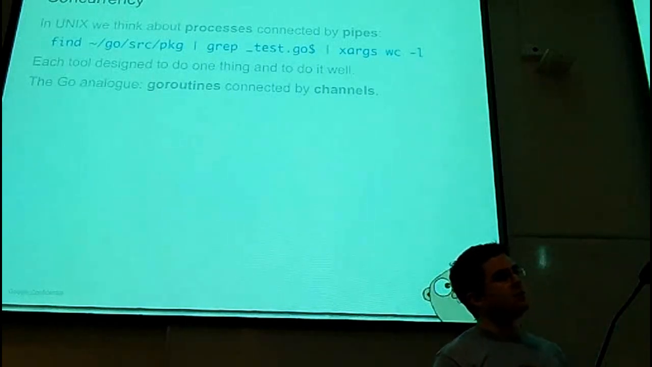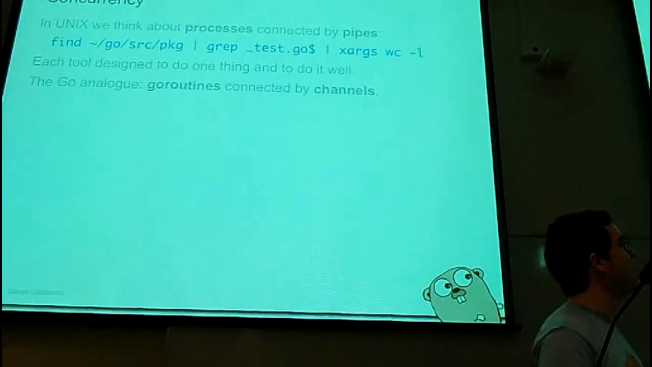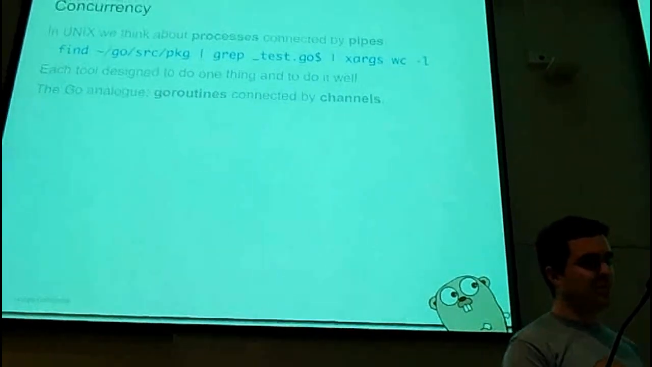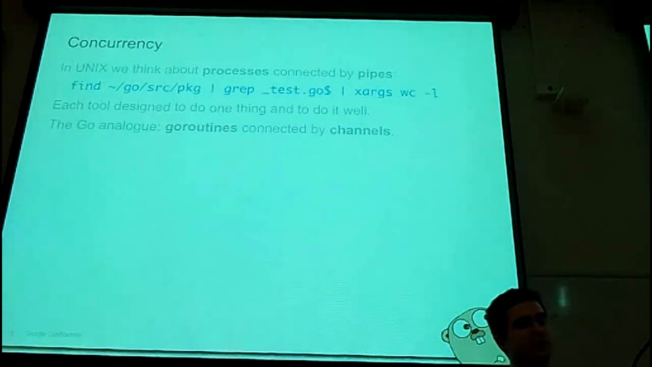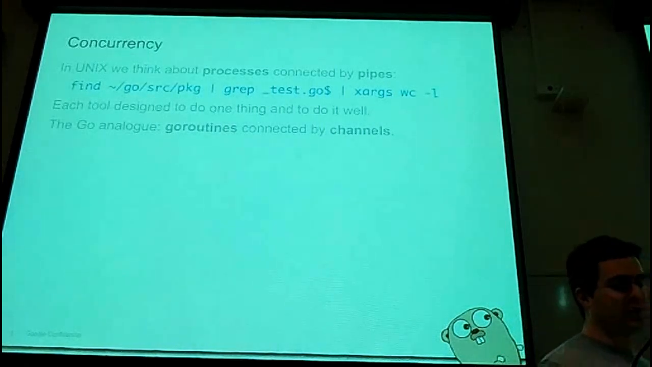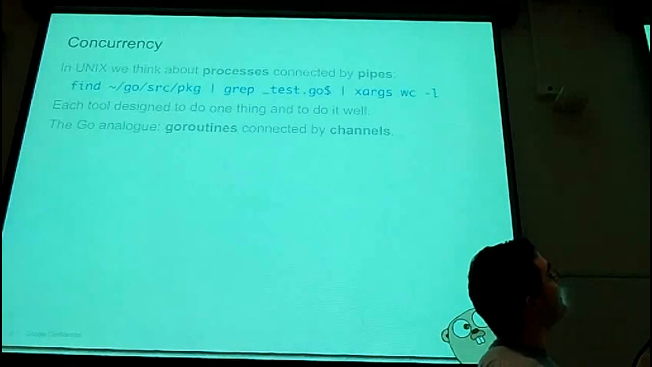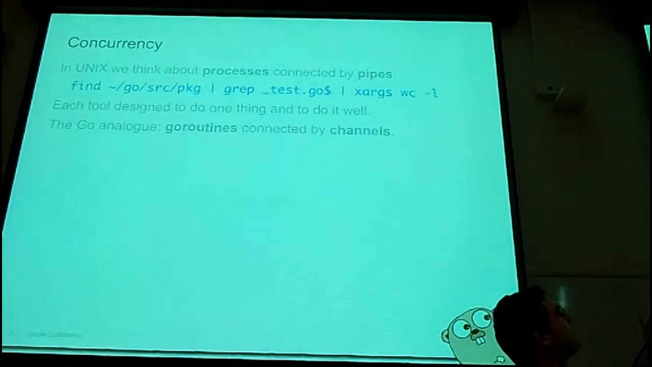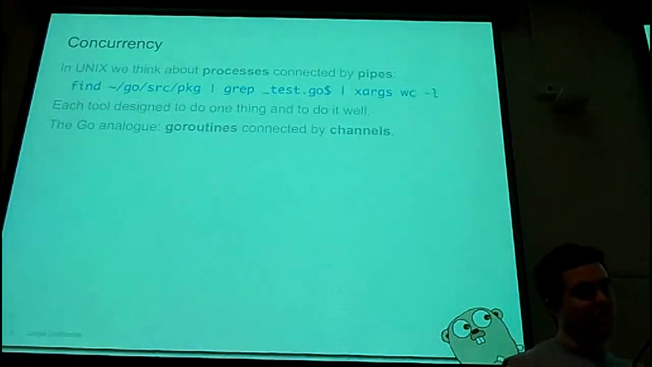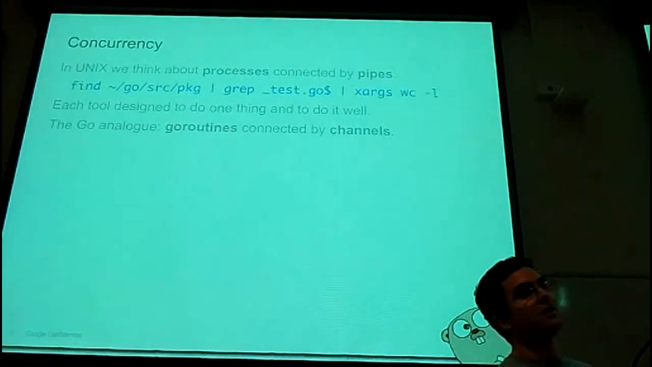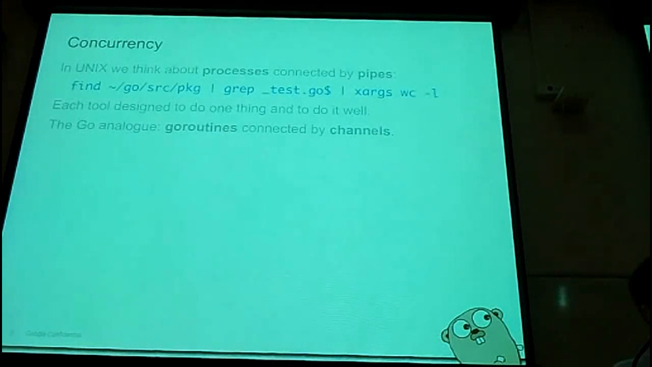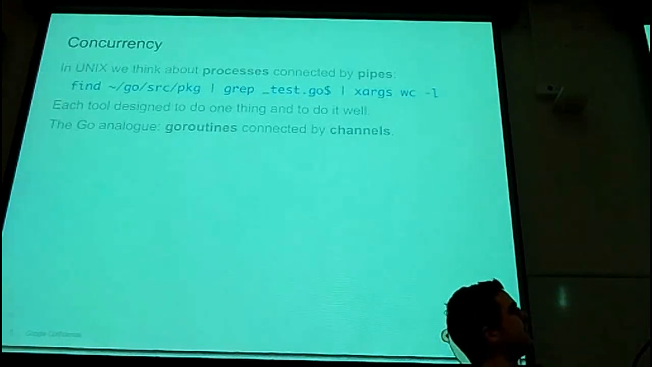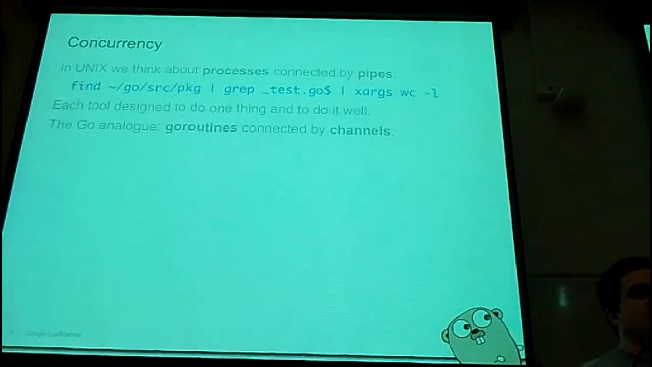I mentioned that Go has support for concurrency, and it's quite nice. If you think about the Unix model, it's the idea of you have processes that are connected by pipes. If I wanted to find all the test files in the Go standard library, I might execute a find and then pipe it through grep, and then pipe that into xargs that will invoke a word count function on all those files. Every tool in that process is designed to do the one thing and then to do it well. In Go, the analog is that you have goroutines that are joined together with channels.